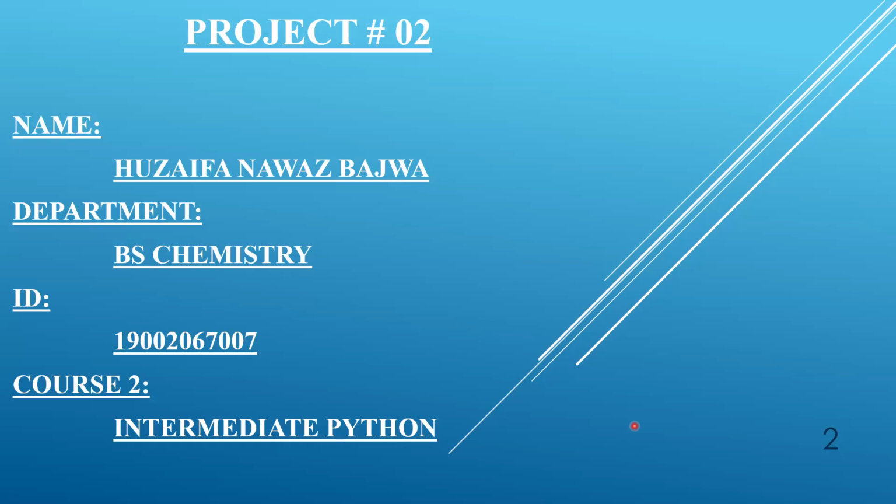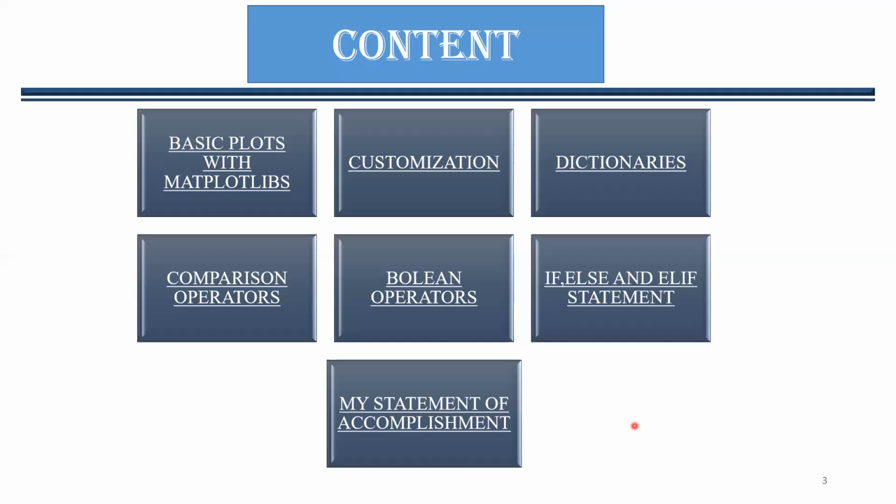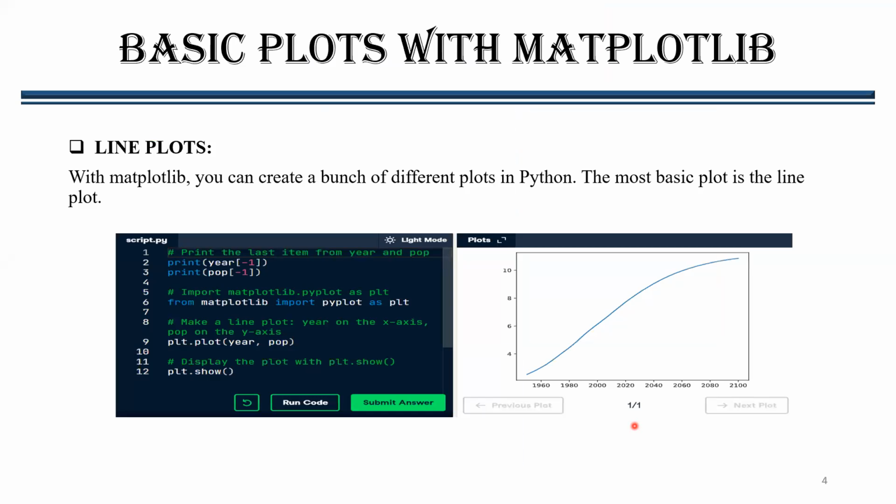So this is the second course of Python, which is related to intermediate Python. Let's have a look at the contents of the presentation, which include basic plots with matplotlib, customization, dictionaries, comparison operators, Boolean operators, if, else and elif statements, and at last I will show you my statement of accomplishment on completing this course.